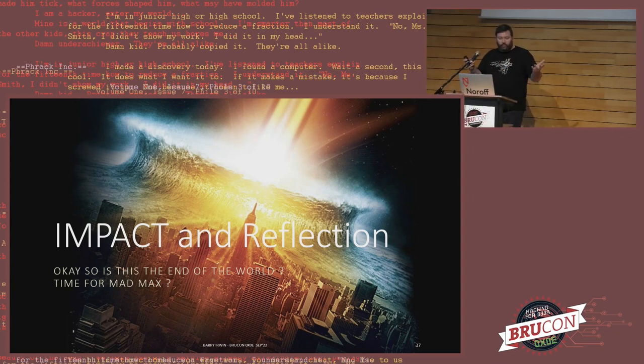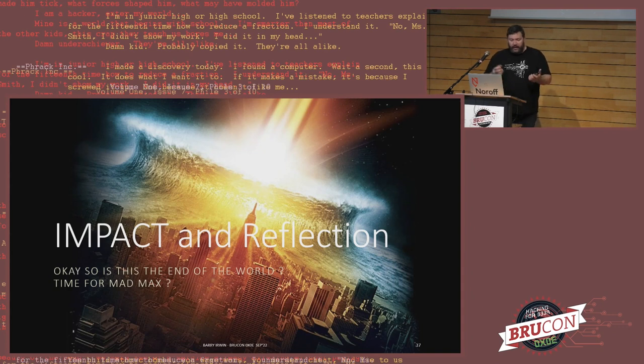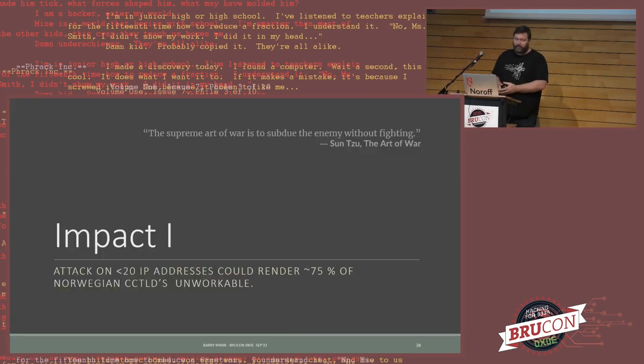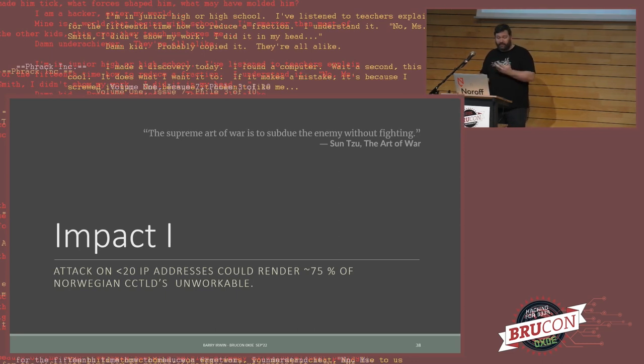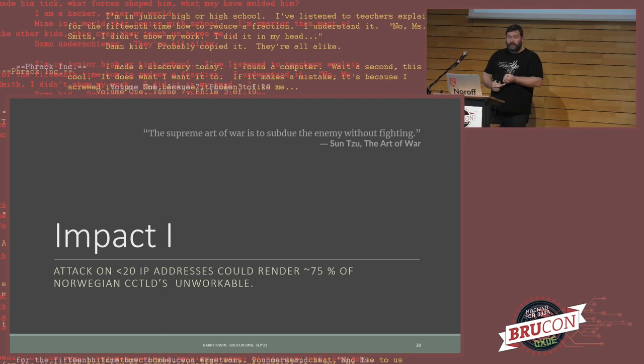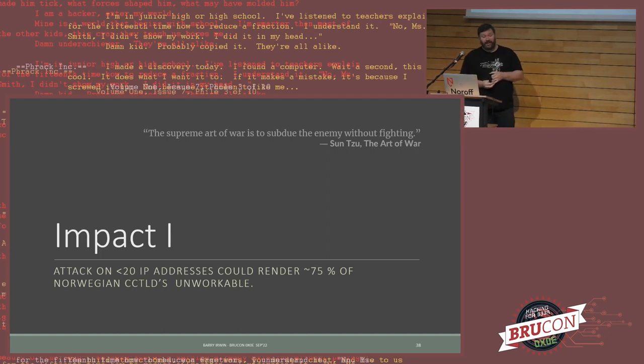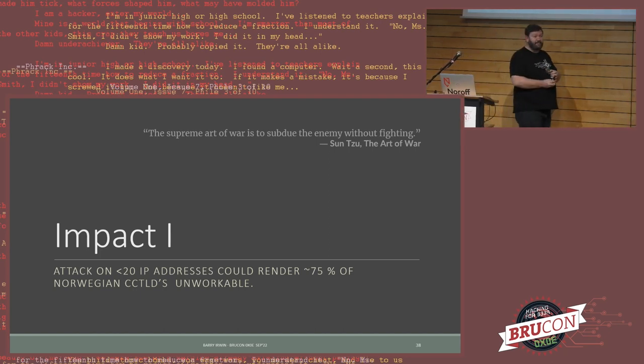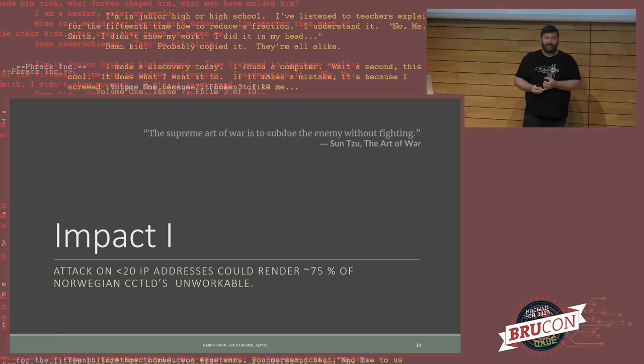And we can say, well, what is the impact, the reflection? Is it the end of the world? Should we all just become wasteland warriors? You know, Mad Max was our style guide for what we're actually going to get up to. Impact number one, and there are 5 major impacts to take away from this, is that an attack on 20 IP addresses can potentially take out 75% of the Norwegian domain space.